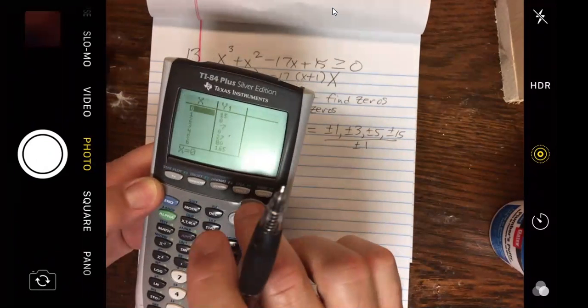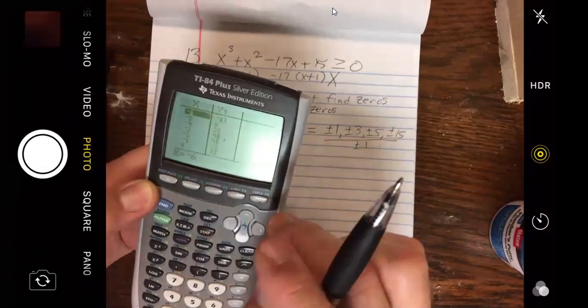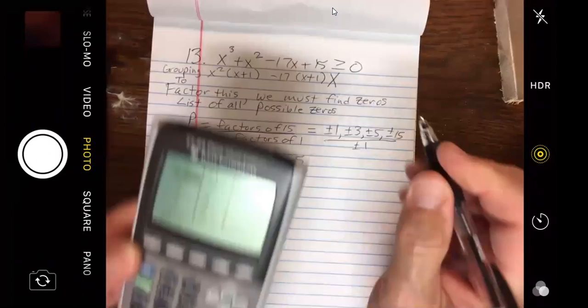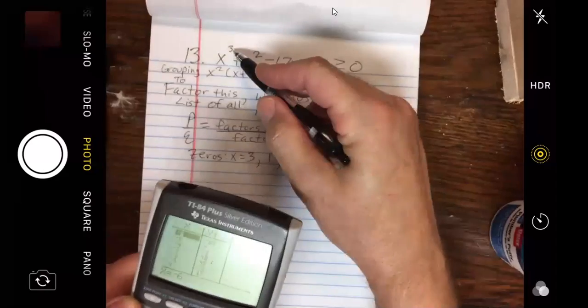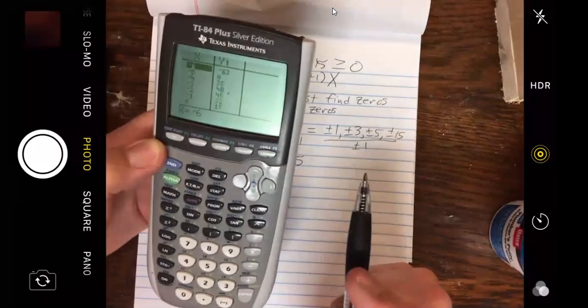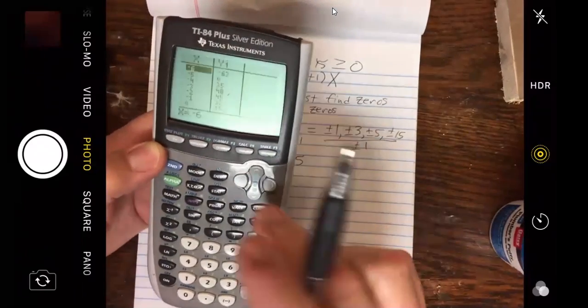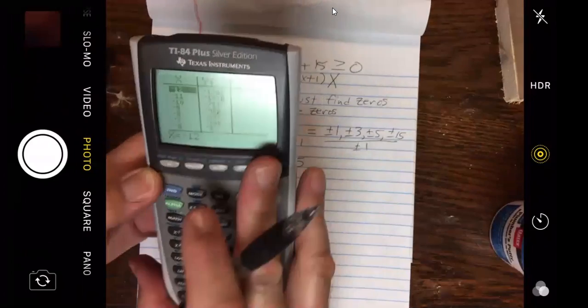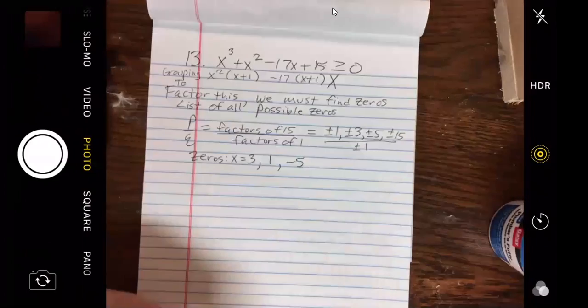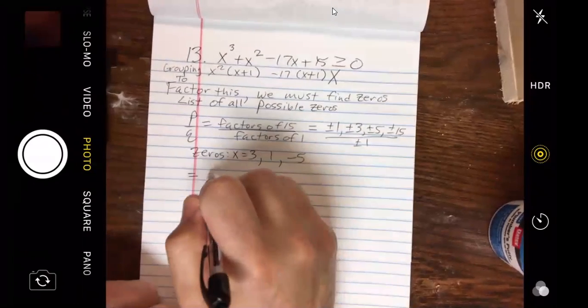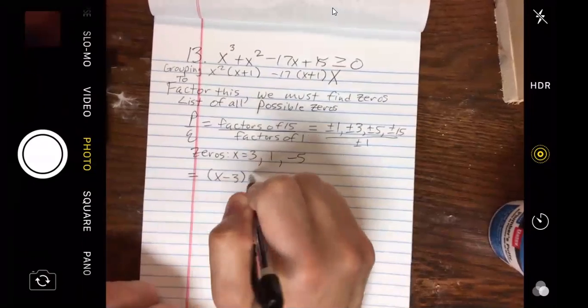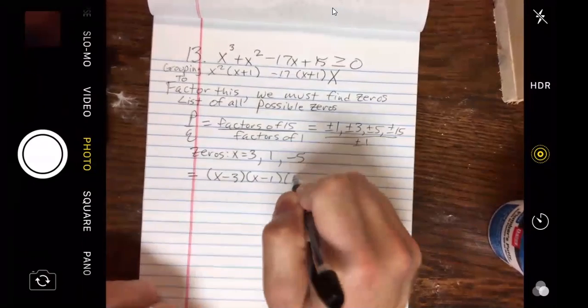And that's all we're, oh, no. Negative 5. Oh, they gave us all 3. This is nice. Remember, it should have 3 zeros. All right, and there's only 3, so I don't have to mess around with it anymore. There's our 3 zeros. So this factors to x minus 3, x minus 1, x add 5.